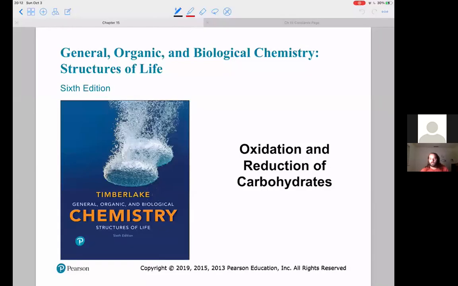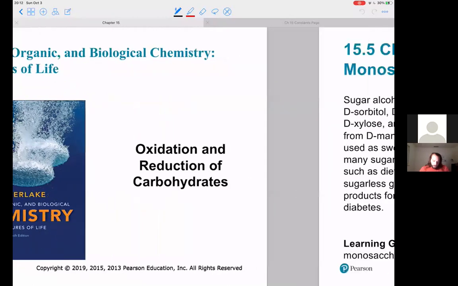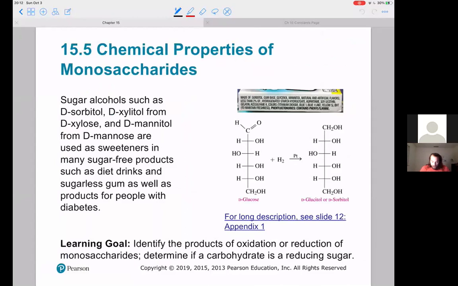All right, so now we're going to start talking about some of the reactions that carbohydrates undergo. The good news is that we've already gone over these when we did our organic chemistry portion of the course. We're going to be focusing on those ketone or aldehyde groups in a sugar, and those can be oxidized or reduced. So again, it's all about the reactions of sugar, specifically oxidation and reduction reactions.